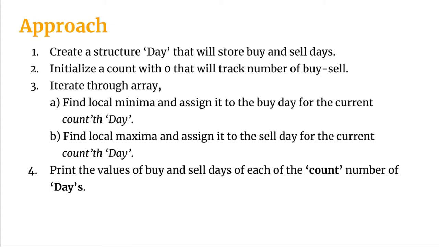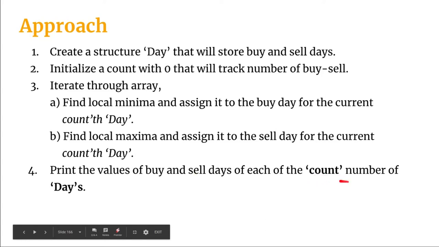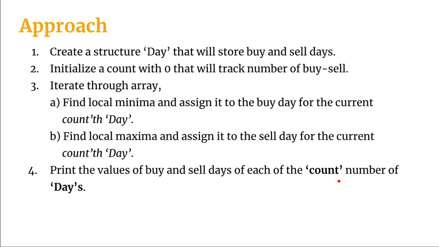Now the aim of the iteration is that we will find the local minima and assign it to the buy day of the current counted day. So if the count is 0, then for the 0th day we'll assign the local minima, and we'll find again the local maximum and assign it to the sell day. Now lastly, we will print the values of buy and sell days of each of the count number of days. So basically the number of buy sell will be tracked by this count variable, and we'll print these buy sell days count number of times.